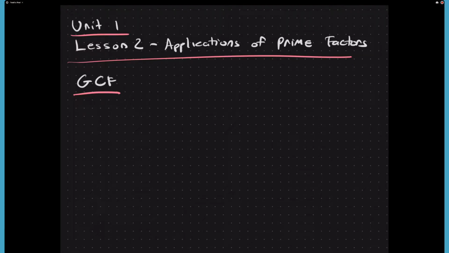Hey everyone, Mr. Voikin here, and this is Unit 1, Lesson 2, Applications of Prime Factors. And we're going to start by looking at the greatest common factor, GCF.